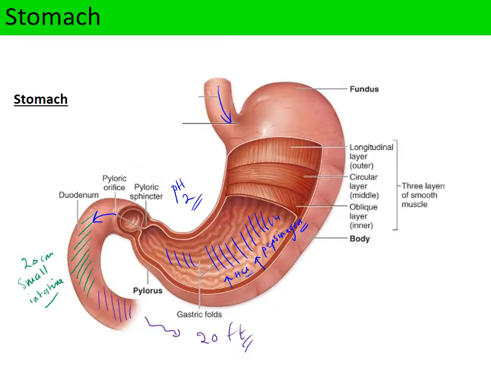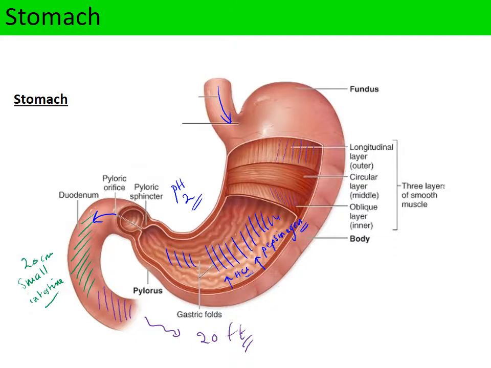So we've got the longitudinal layer of the muscularis on the outside. We've then got the circular layer beneath that. There is actually another layer here called the oblique layer. Now, underneath the muscularis, we will have the submucosa, and on the very inside we'll have the mucosa.